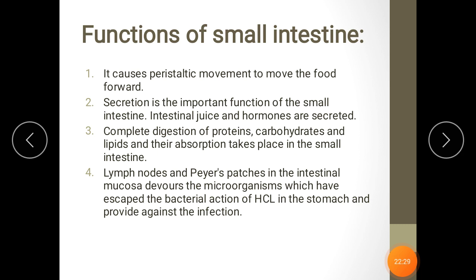Next, lymph nodes and Peyer's patches in the intestinal mucosa destroy the microorganisms which have escaped the bacterial action of HCl in the stomach and provide protection against infection. So these are the functions of the small intestine.